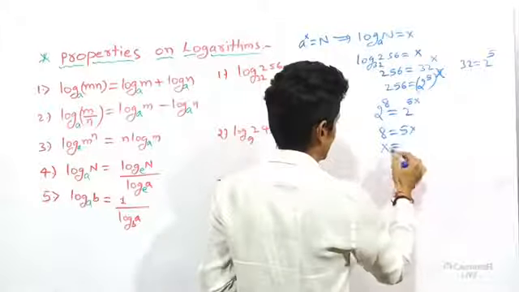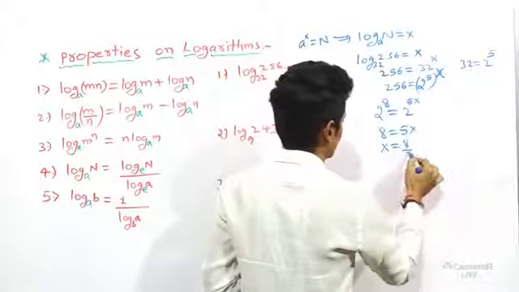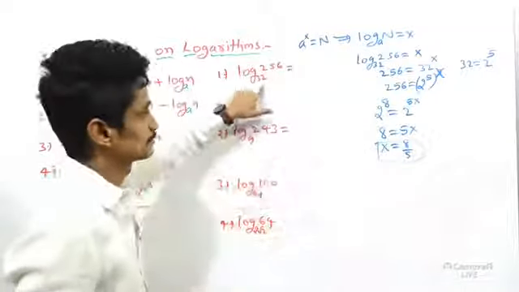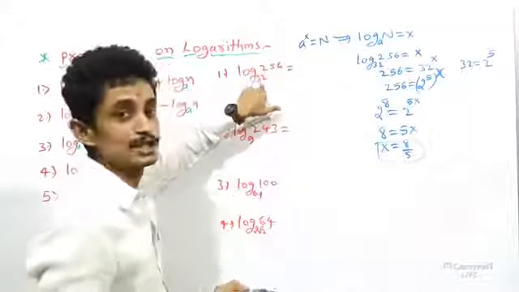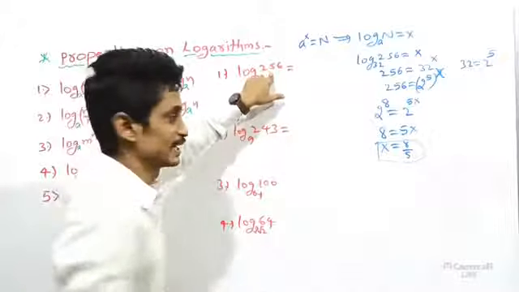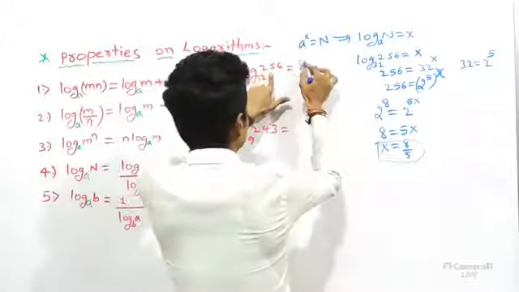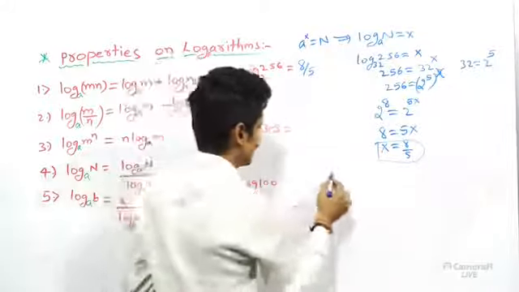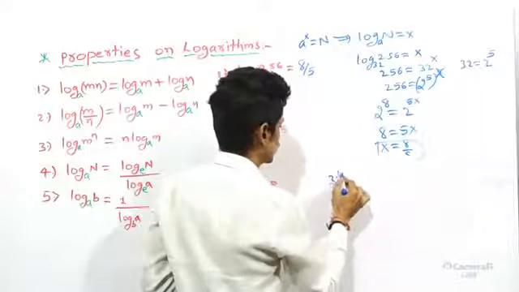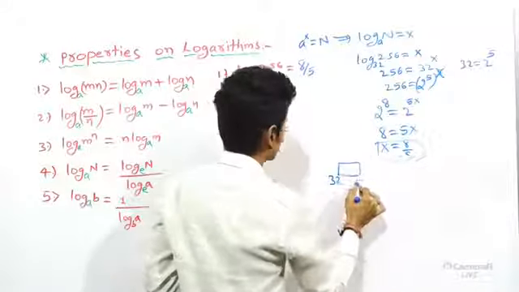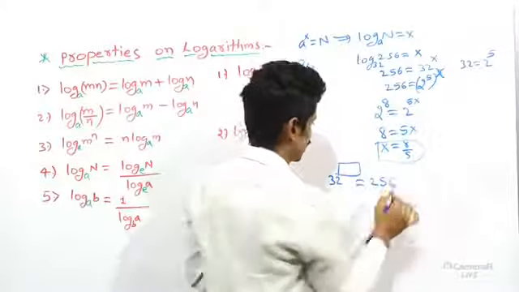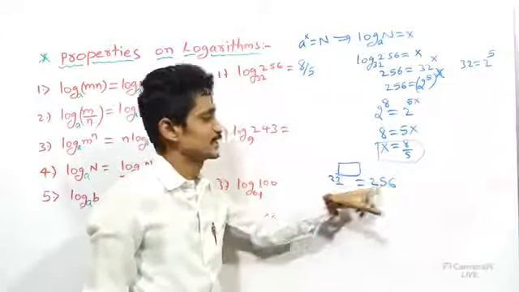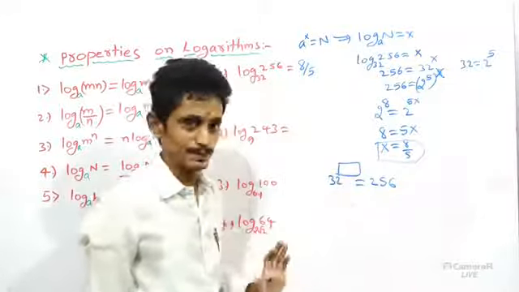Now I will write x is equal to 8 divided by 5. For what power of 32 should we get 256? The power will be 8 divided by 5. Cross verification: I suggested 32 power x equal to 256. What is my actual question? What power of 32 gives 256?